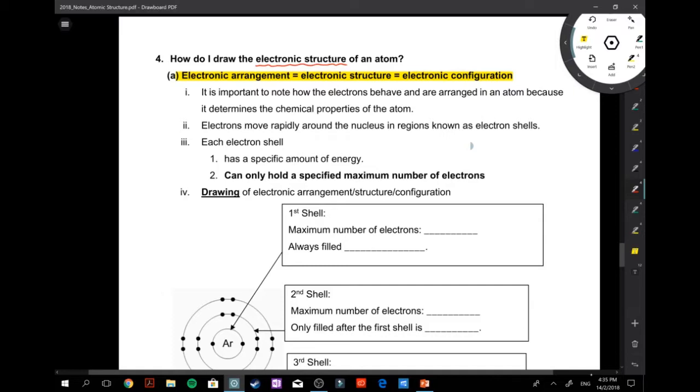Firstly, it's important to know how the electrons behave and how they are arranged in an atom, because that will determine the chemical properties of the atom. For instance, how reactive it is.